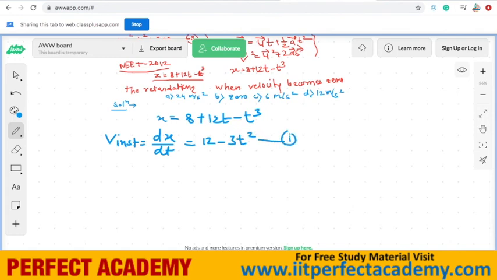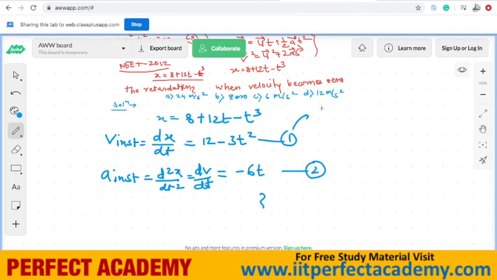Let me call this equation number 1. And the instantaneous acceleration I want to find out, which will be d square x by dt square or dv by dt, both are the same, and it will be -6t. This is equation number 2. Now they are asking what is the value of acceleration when velocity becomes 0. So let me equate equation 1 to 0: 12 - 3t square = 0. So 3t square = 12, so t = plus minus 2, but time cannot be negative. So t = 2 seconds.